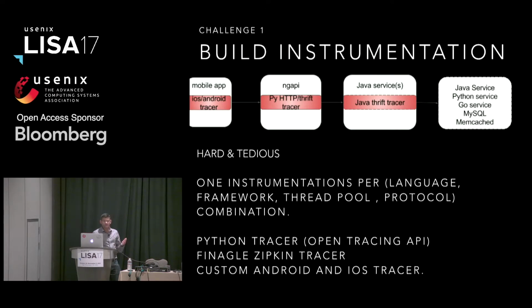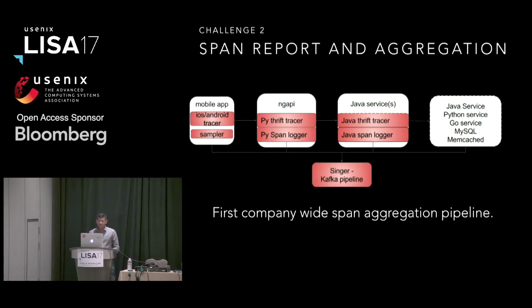For Python, we have our own custom in-house web framework. So for that, we had to build our own custom tracer using the OpenTracing API. We also had to build custom Android and iOS tracers because there are no known tracing solutions for those parts of the stack. So once we built the instrumentation, that solved one challenge. Then the next part was using these tracers that we built, we were able to get the spans and traces that we saw in the first diagram, right?